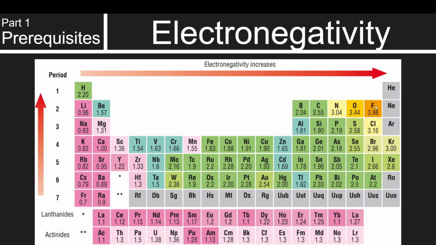So something like fluorine only needs one. The halogens only need one. So the idea is how greedy is it? How much does it want to get that extra electron onto it so that it can become stable? How much does it want to become stable?